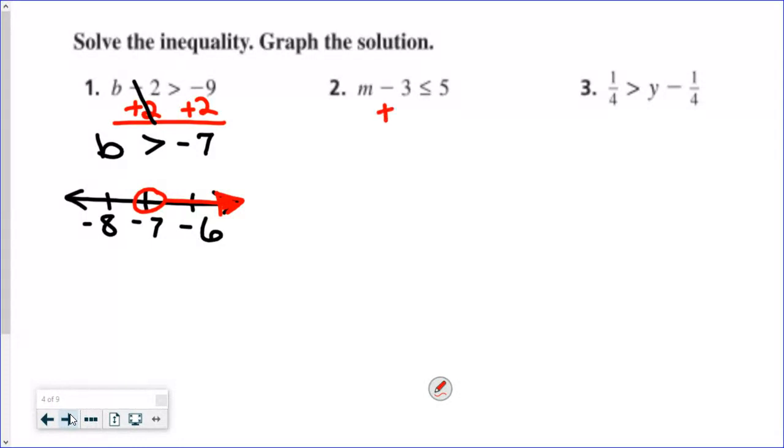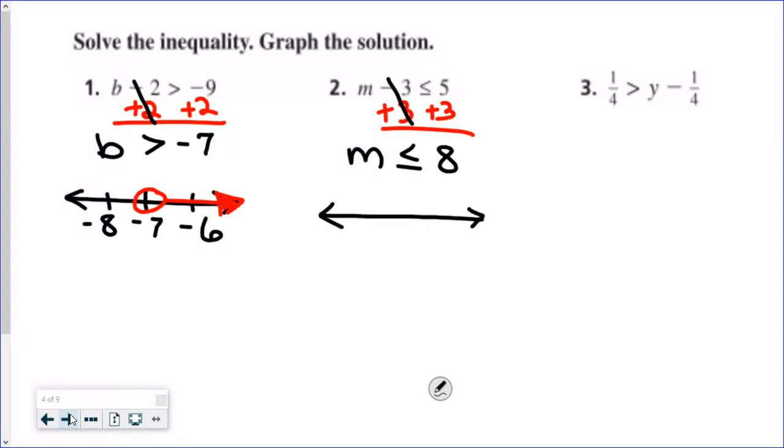Number 2, I'm going to add 3. I just want to highlight, be careful with that graphing. M is less than or equal to 8. So on my number line, 8 is in the middle, 7 is before it, 9 is on the other side, filled in circle because it's less than or equal to, and less thans go to the left.